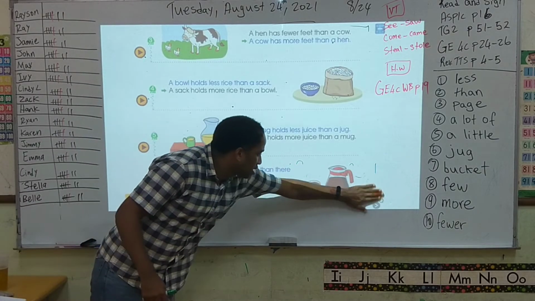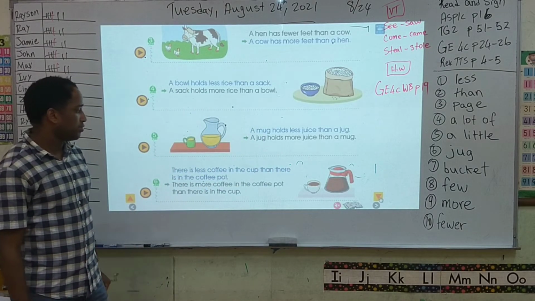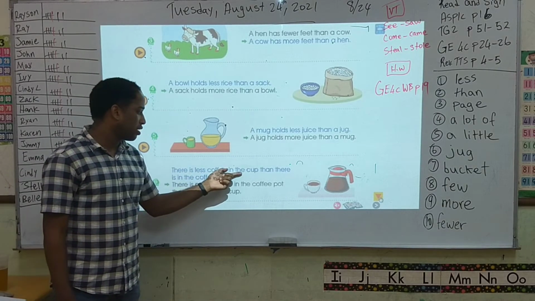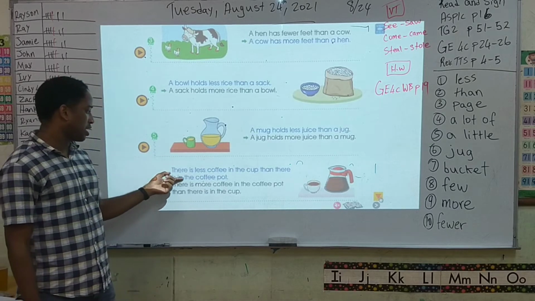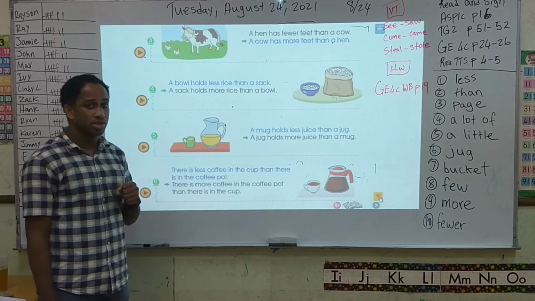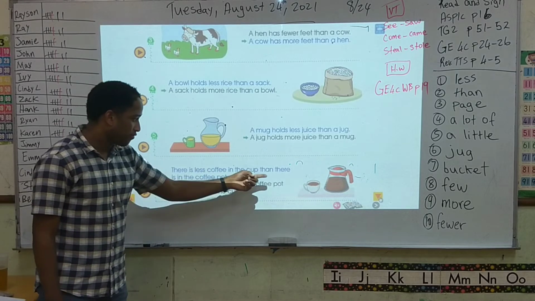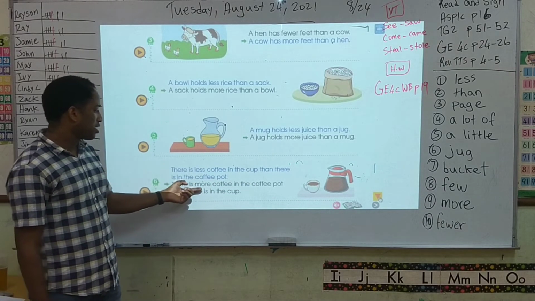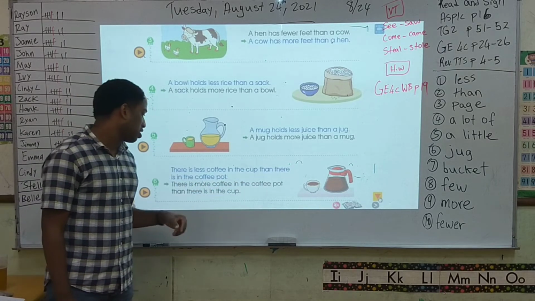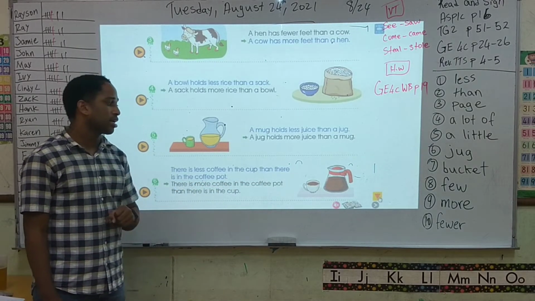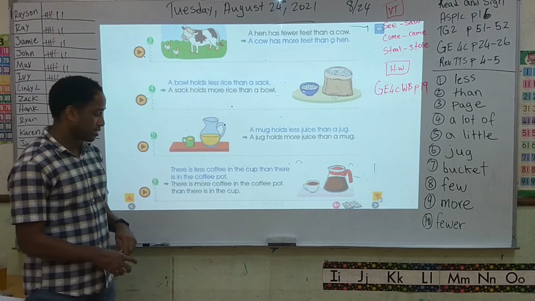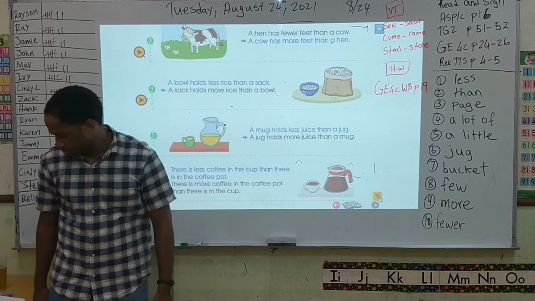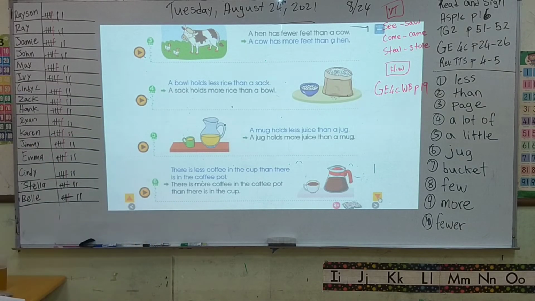Then we have a cup and we have a coffee pot. There is less coffee in the cup than there is in the pot. Coffee, so we have to use the singular, coffee is. There is more coffee in the pot than there is in the cup. There is less.